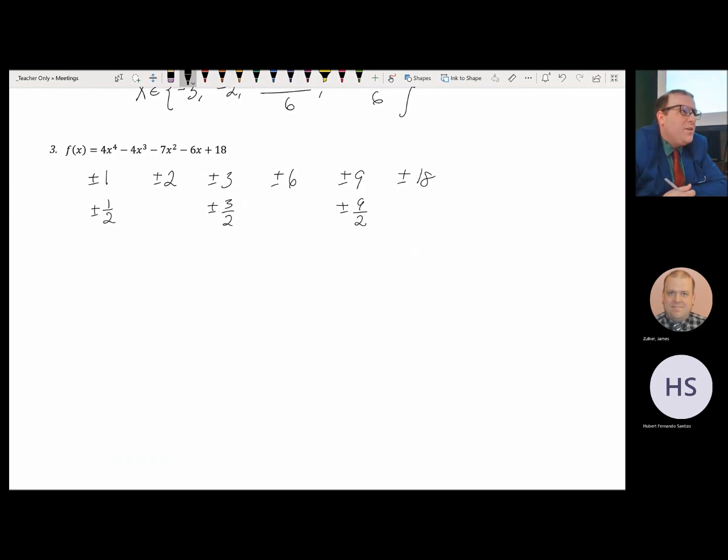2 is a factor of the leading coefficient, so you have to divide each of these factors by 2. Right, remember? The rational zero is a factor of the constant over a factor of the leading coefficient, P over Q. Four is also a factor. So go back to the first row and divide each of those now by 4.